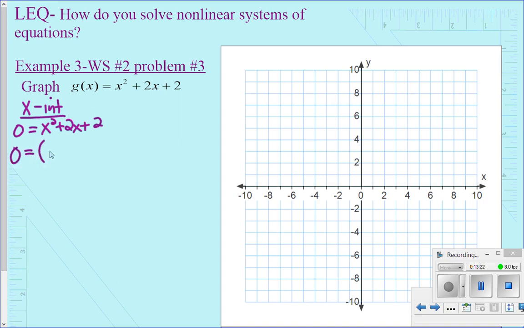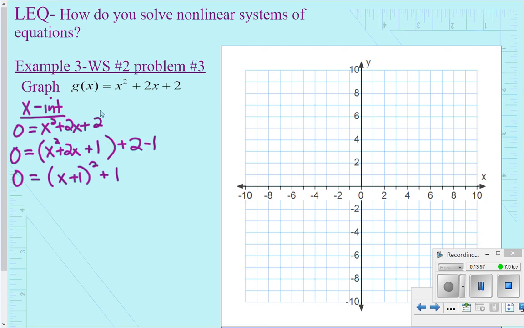So I'm going to group the x squared and the 2x. And I have a 1x squared, so I can complete the square. So half of 2 is 1, squared is 1. There's nothing on the outside, so just minus 1. So I have 0 equals, in parentheses, x plus 1, the quantity squared, and positive 2 and negative 1 is plus 1. Okay, so I'm solving, though, for the x-intercept, so I'm going to continue here.